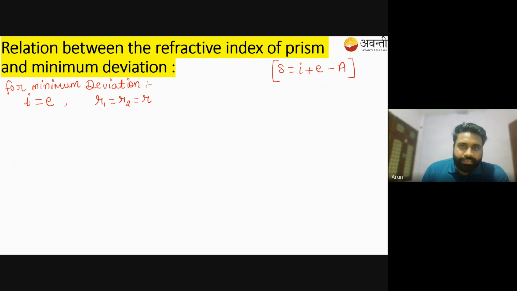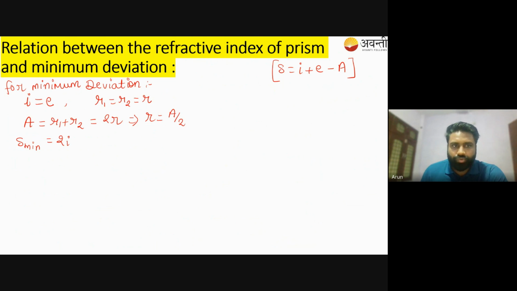In the previous section we learned that the angle A of the prism is R1 plus R2. Since R1 and R2 are the same and equal to R, it becomes 2R. So R is nothing but A by 2. We are going to use this relation. For delta minimum, I is equal to E, so putting E equal to I, we get I plus I, which is 2I, minus A.